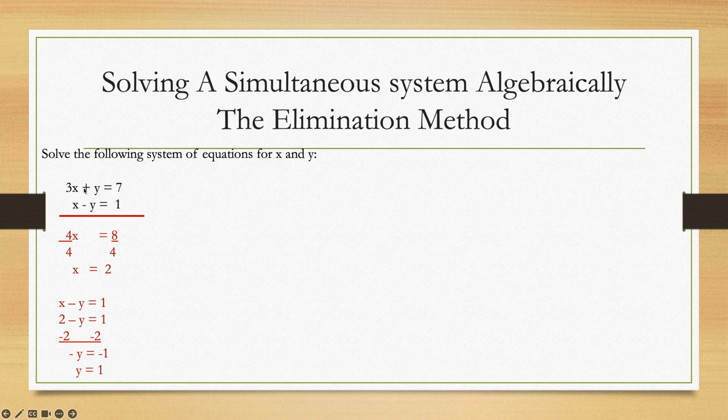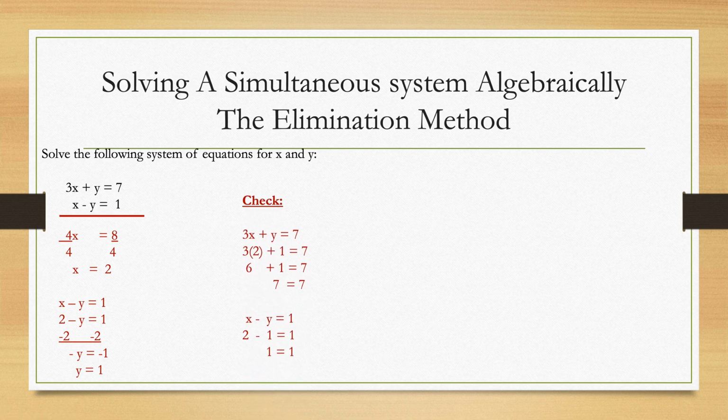Usually I would use the top one because everything's positive, but I do want to show you that the bottom one would work just as well. So I substitute in a 2 for x. All right, minus y is 1. Subtract 2 from both sides. Negative y is negative 1. And then if I divide both sides by negative 1, and if negative y is negative 1, then positive y has to be positive 1.